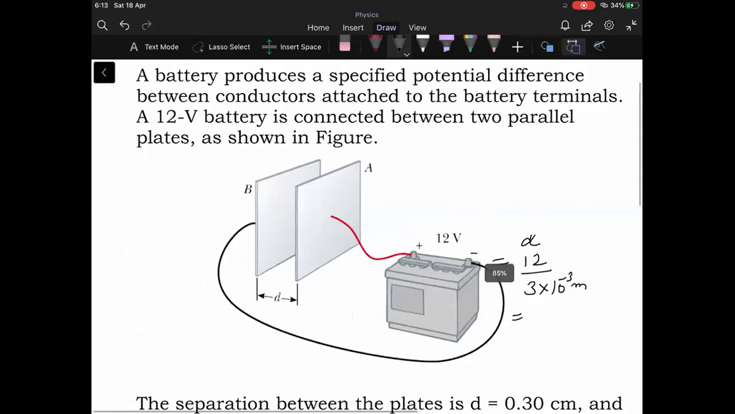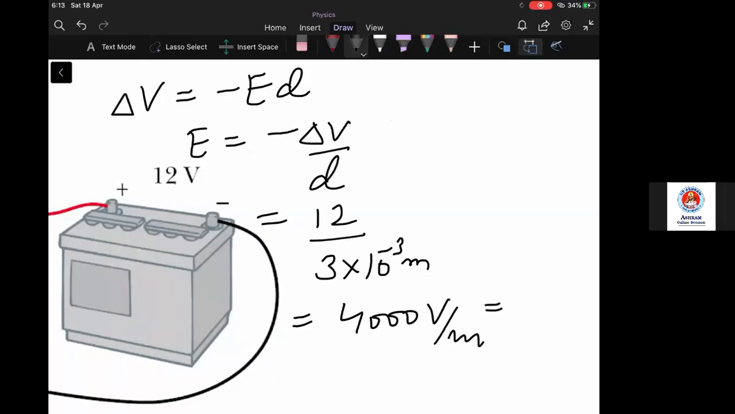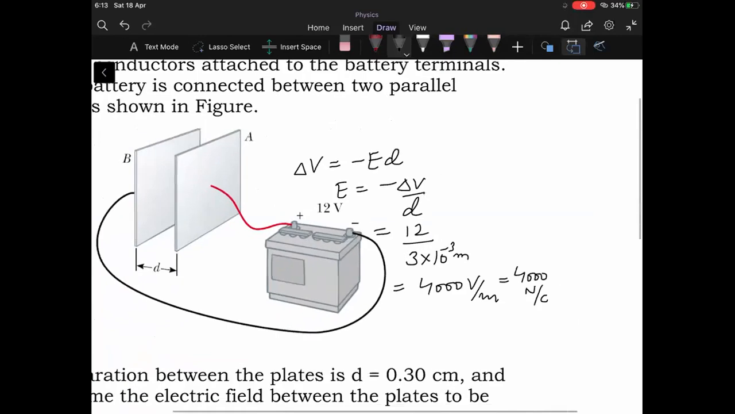Okay, so you have to be careful about the units. You have to convert everything into SI system. Now you will get 4000 volts per meter, which can also be written as 4000 Newton per coulomb. I hope now this is clear.